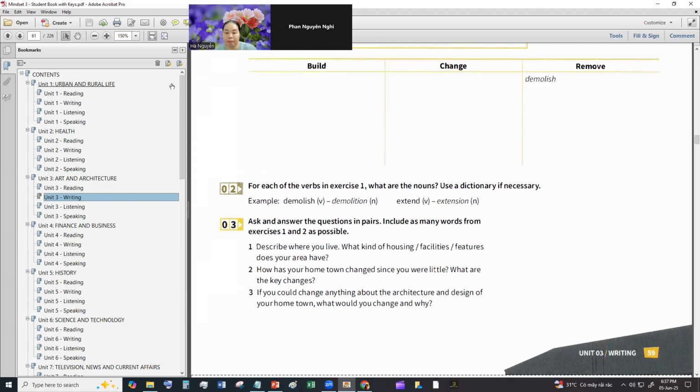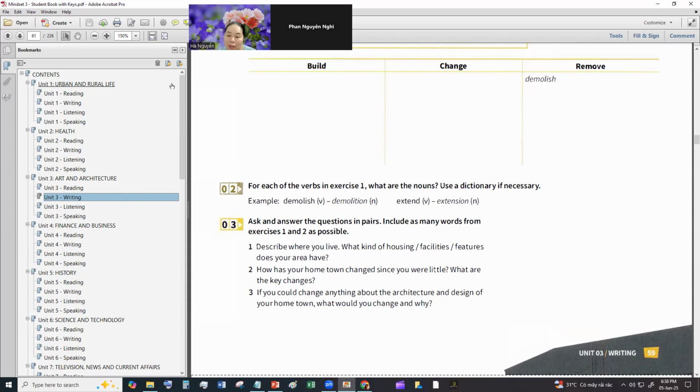Oh, okay. I live in Nghi City, the new province. There's a park near my house, a school, and a convenience store. My area has a lot of green trees, and the road is kind of busy at rush hours. Okay, thank you very much.